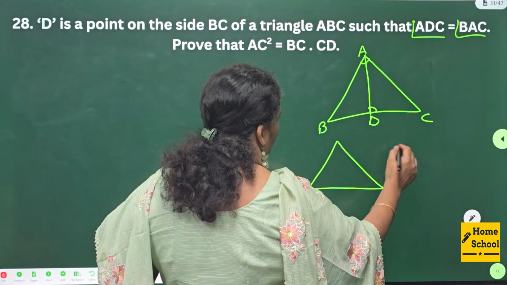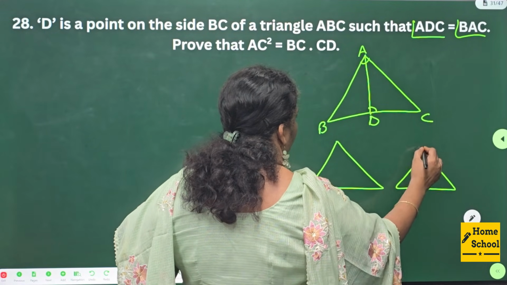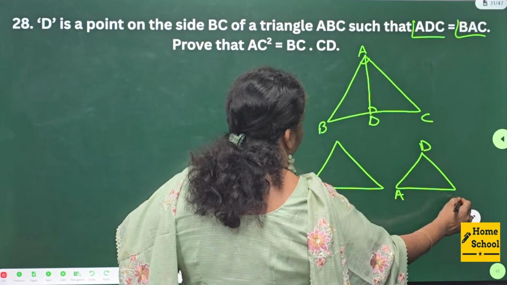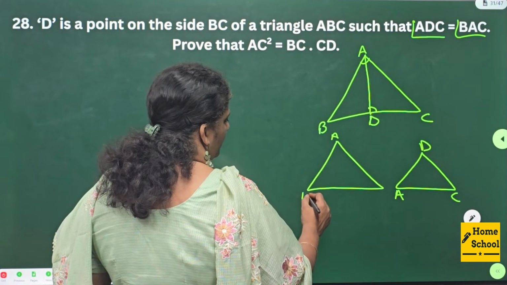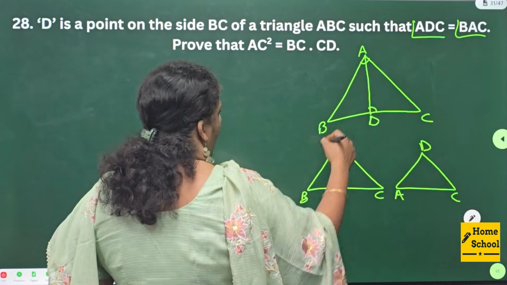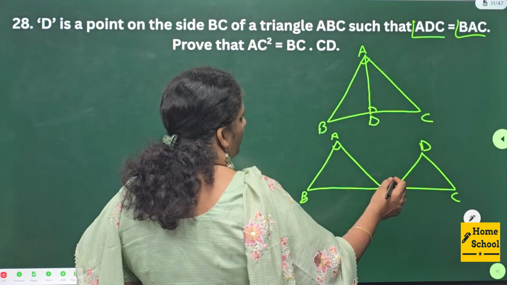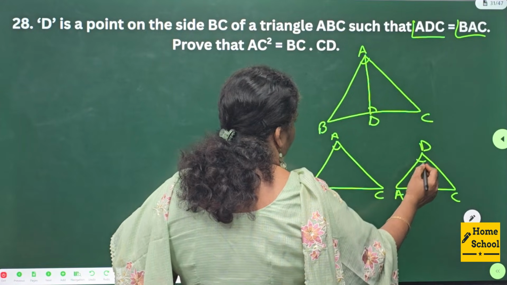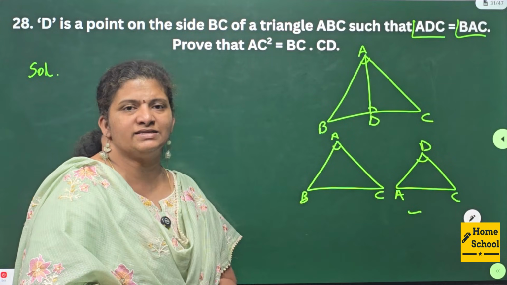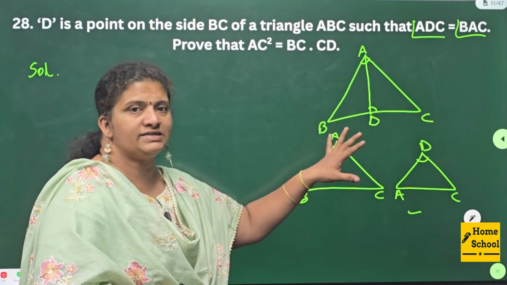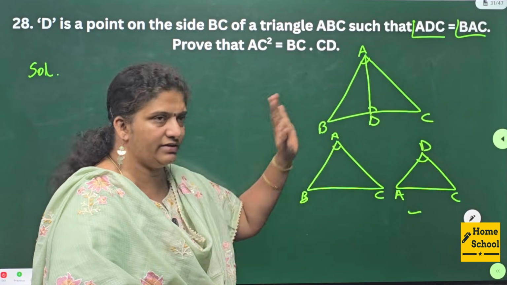Try to observe properly. If I take this D and put it here, how does it look? Triangle DAC. Right? So what did they give here? In triangle ABC, angle BAC is equal to angle ADC, given. Now angle A, angle D are equal and angle C is common for both the triangles. The same thing you can observe in this figure only. Instead of drawing separately, you can also observe in this.